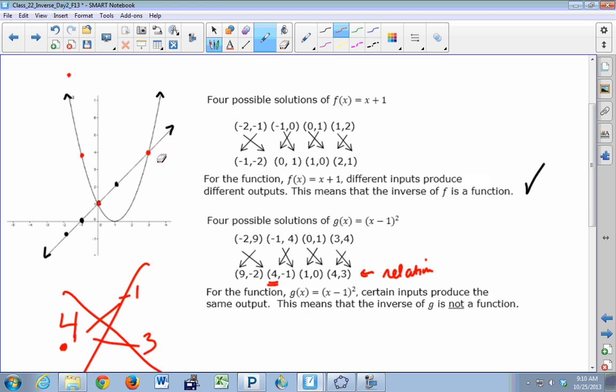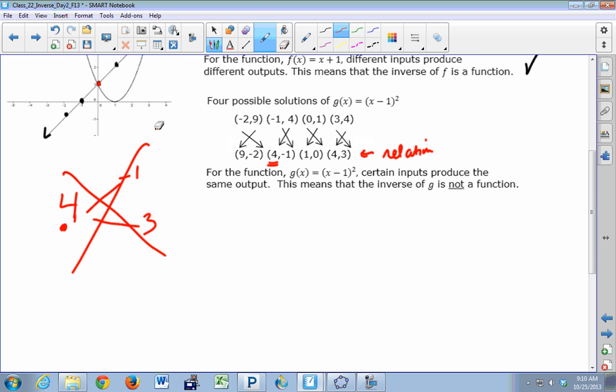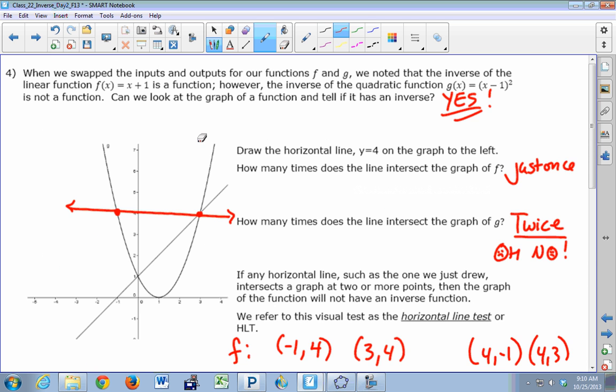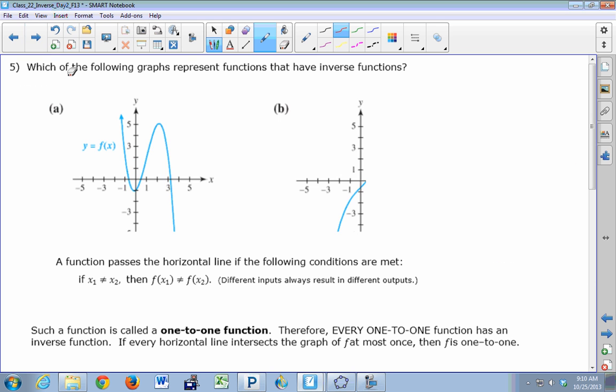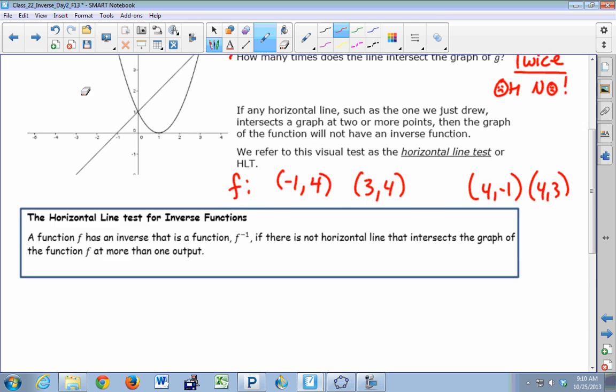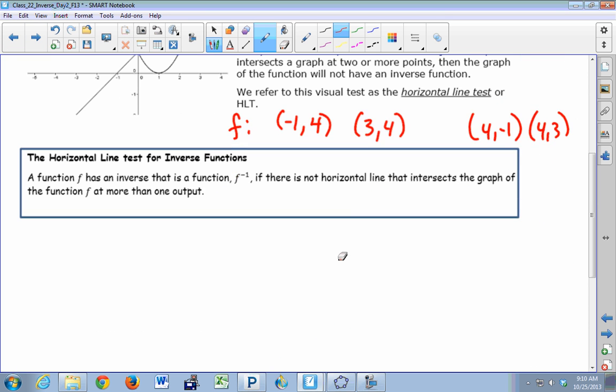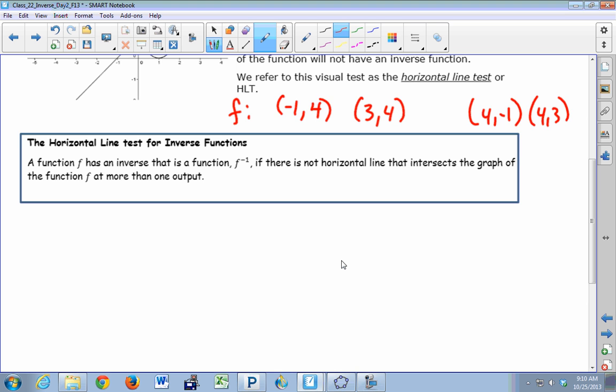So I could show you what we do in this situation, and I will at the end of the lecture. I'll show you how we handle parabolas. Okay. So the horizontal line test is for an inverse function. How do we test whether something is a function? Vertical line test, right.